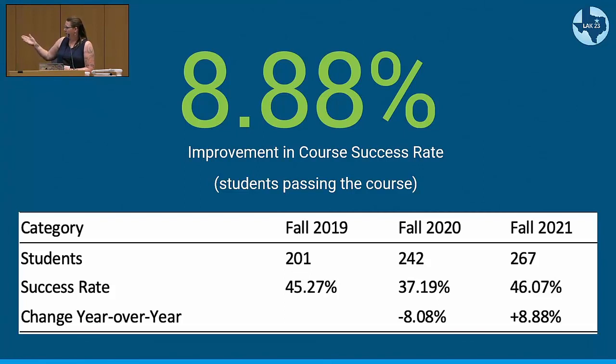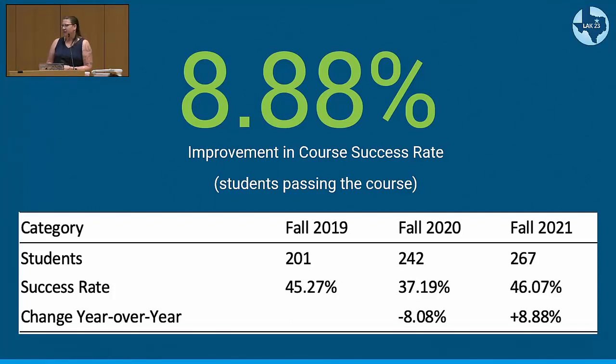You can see that the COVID semester involved an 8% drop, and the semester that we were doing this intervention and had no other changes in the course was just over 8.5% of an increase in course success. So it got the course back above the COVID levels.